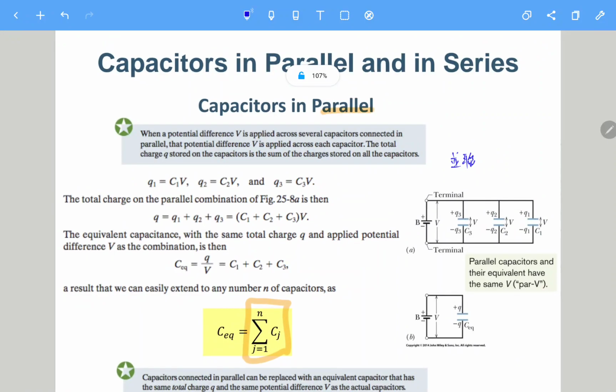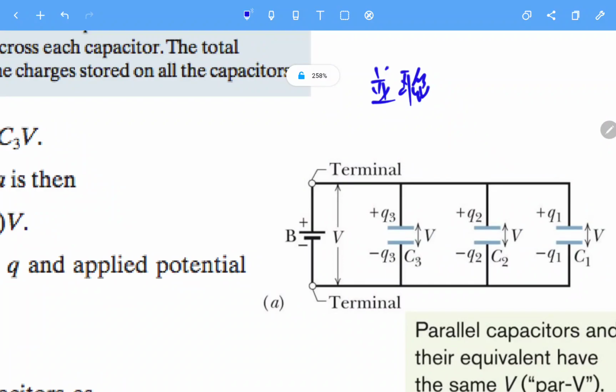For capacitance there are three variables: Q, C, V. Of course, C is not a sharing variable. It can be C1, C2, and C3. For parallel and series capacitance, one of them shares Q and the other shares V. For the parallel capacitance, they actually share V rather than Q.